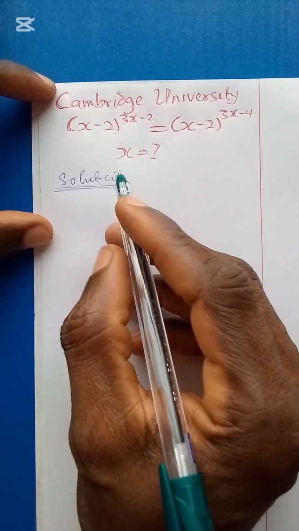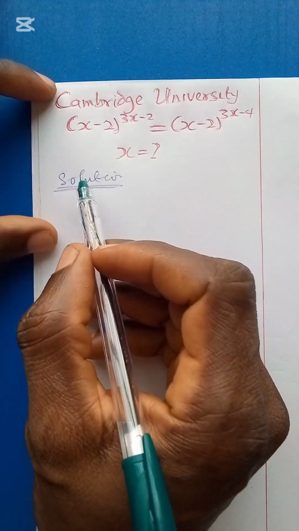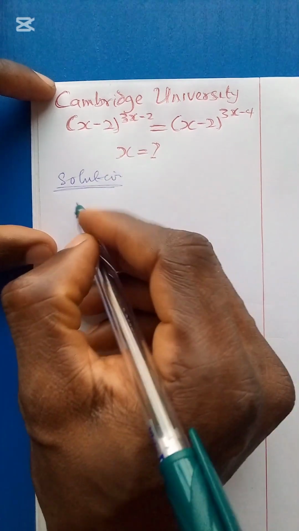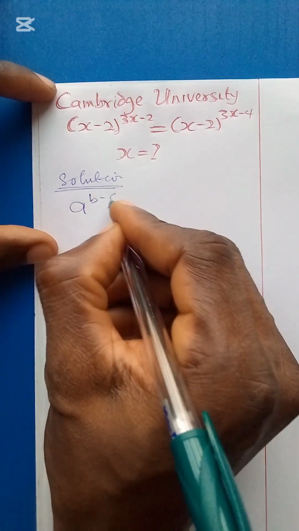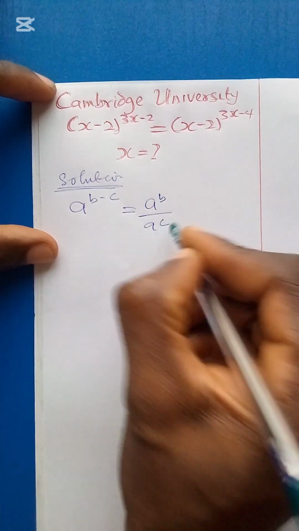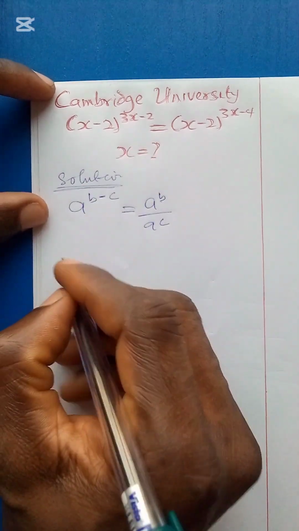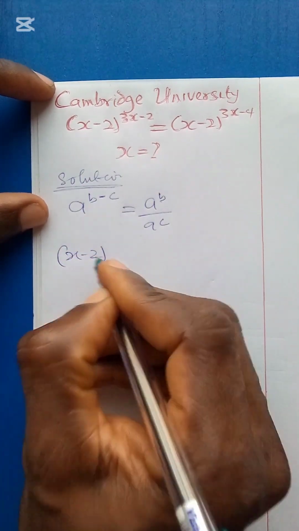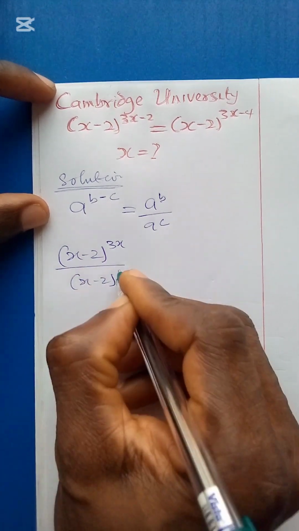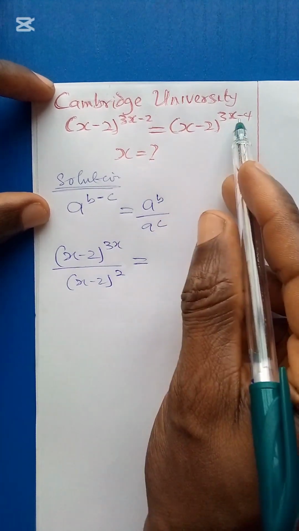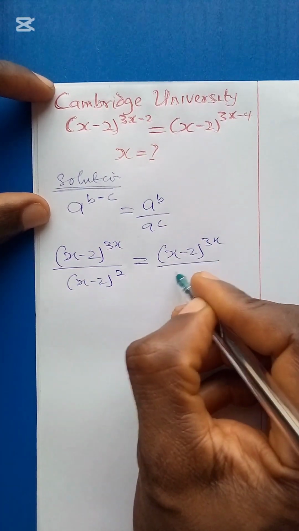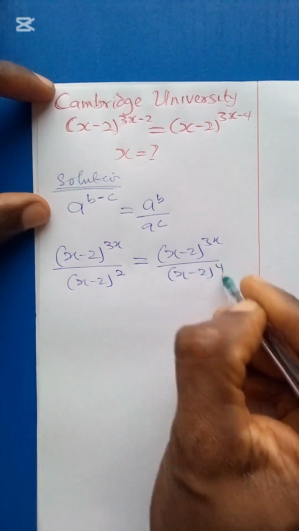Let us now solve the problem. I was saying earlier that we need to apply some properties of indices. The first property we are going to apply is this: a raised to power b minus c is equal to a raised to power b divided by a raised to power c. Now, in this first case, it becomes (x minus 2) raised to power 3x divided by (x minus 2) raised to power 2 is equal to, we do the same thing here, (x minus 2) raised to power 3x all over (x minus 2) raised to power 4.